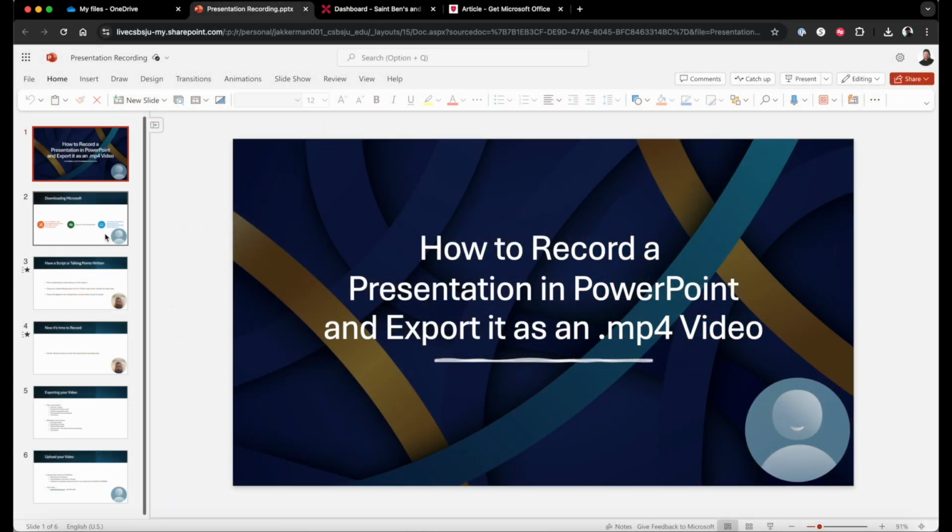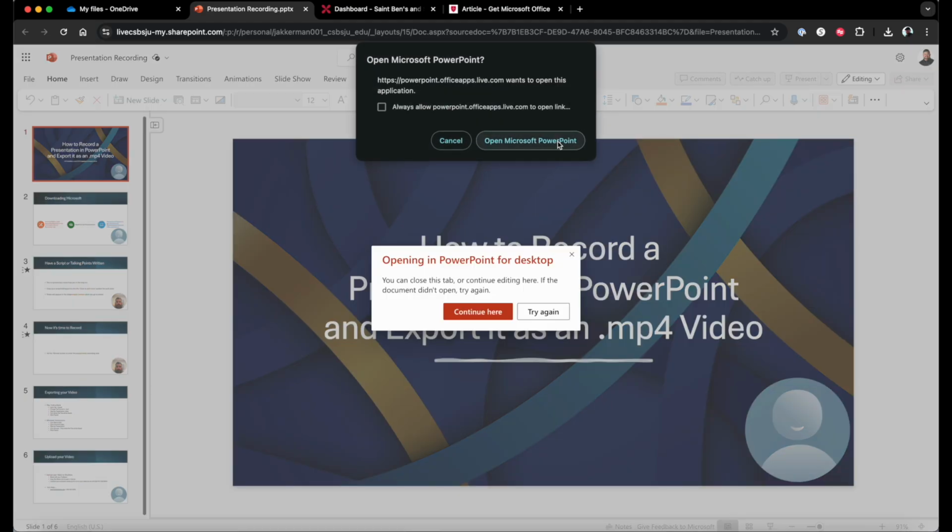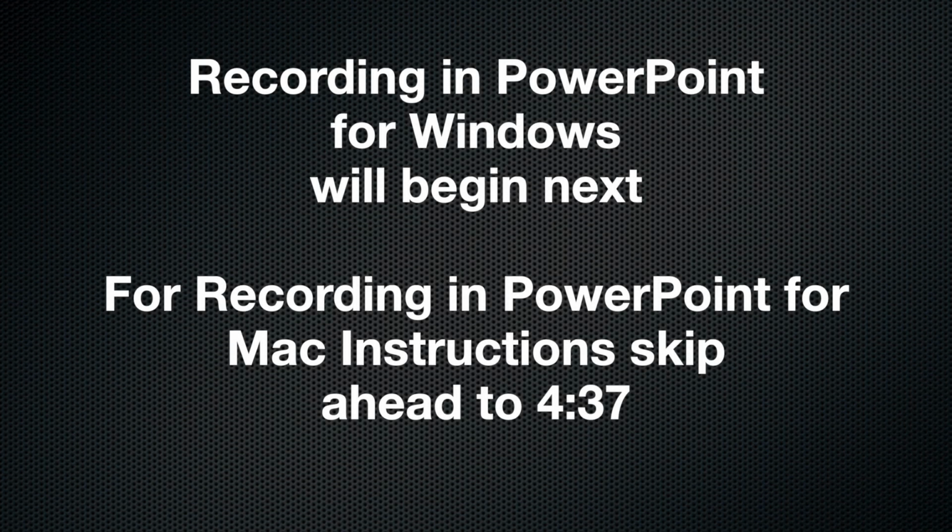Now, let's start recording. Open your presentation in the desktop app by clicking on the editing button from the OneDrive presentation. Select Open in Desktop to launch the presentation in the desktop PowerPoint application. Now, things get a little different between Windows and Mac computers. If you're using Windows, continue watching from this point. If you're using a Mac, skip ahead to the Mac instructions at 437.